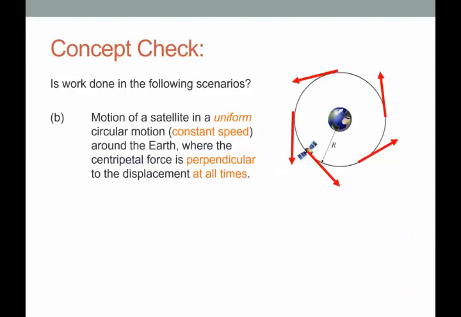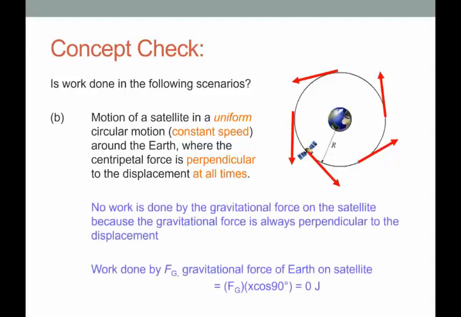What about the case of a satellite undergoing uniform circular motion around the Earth? The satellite experiences a centripetal force that is perpendicular to the displacement at all times. This will be discussed in the chapter on circular motion. No work is done by the gravitational force on the satellite because the gravitational force is always perpendicular to the displacement. Work done by the gravitational force on the satellite is force times the displacement cosine 90, which is equal to 0 joules.